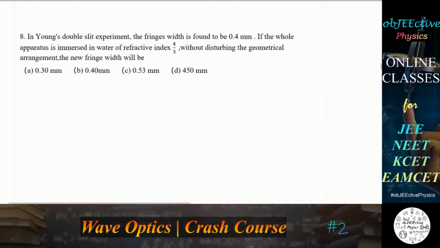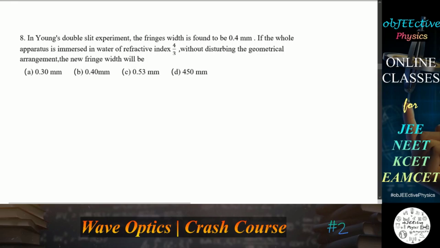Next question. In Young's double slit experiment, the fringe width is found to be 0.4 millimeters. If the whole apparatus is immersed in water of refractive index 4 by 3 without disturbing the geometrical arrangement, the new fringe width will be? So, fringe width inside the liquid is equal to fringe width in air divided by refractive index of the liquid.